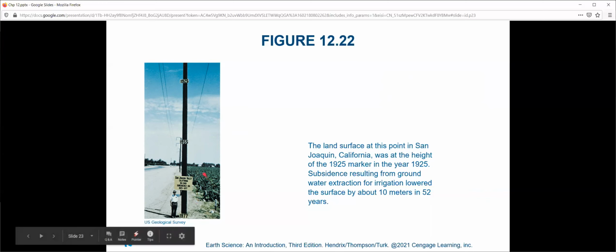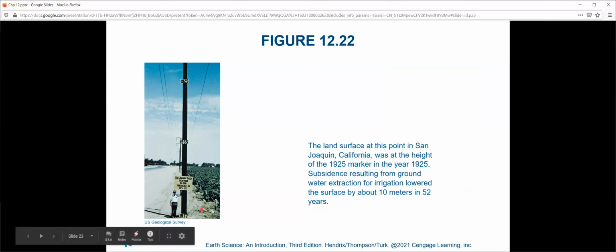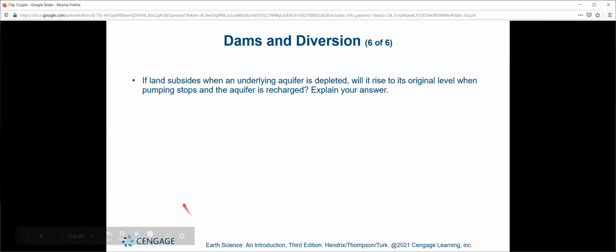Well, look to the side here. What is this? Farmland. They're pulling the water out of the ground, and the ground is responding in kind and reducing its elevation. And that is a massive drop. This picture was taken in 1977. How low do you think this ground is now? Right? That subsides and underlying aquifers are depleted. Does it rise again? Well, what do you think?